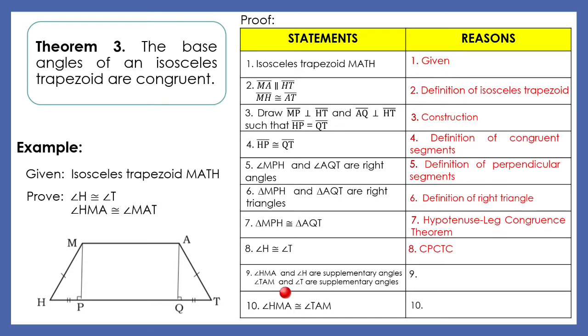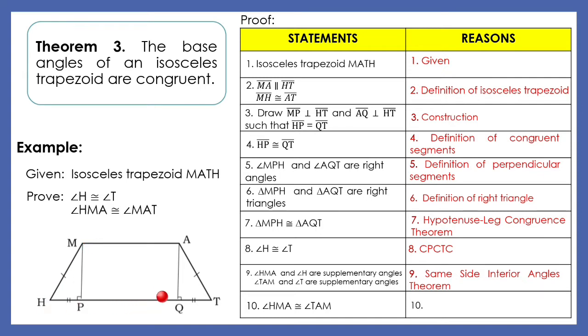Angle TAM and angle T are supplementary angles. So, ang reason natin is by same side interior angles theorem. Same side interior angles are supplementary. So, yung angle HMA natin and then yung angle H, nandito sila sa same side ng ating line segment. They are same side interior angles.